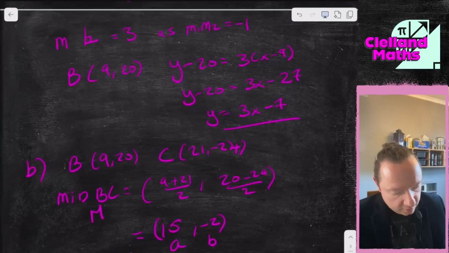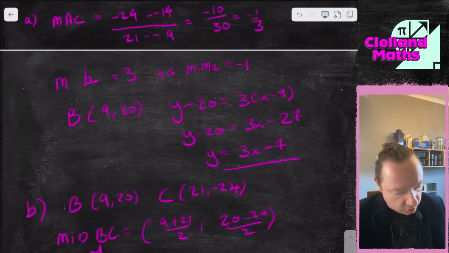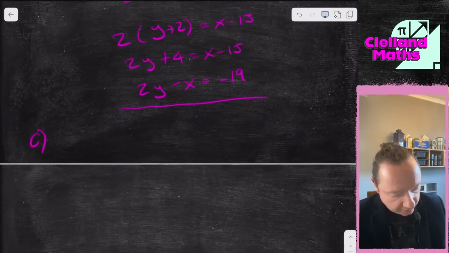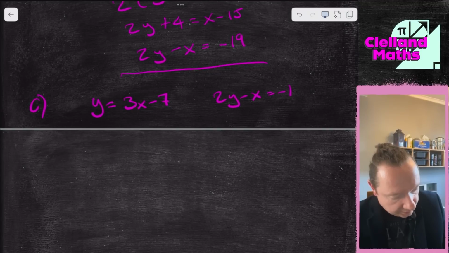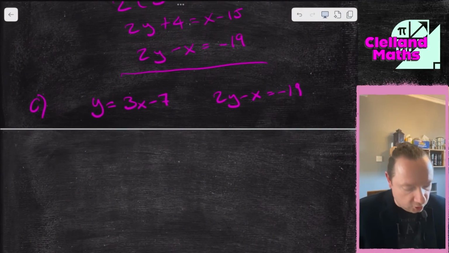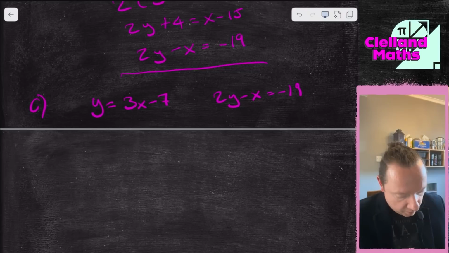So question C, find the point of intersection between the median and the altitude. I've got two equations, y equals 3x minus 7, and I've got 2y minus x equals minus 19. Lots of ways to solve this. You could sub the y in for x here. You can make y the subject here and then make them both equal, or you can do it like National 5 Maths. I'm going to do it like National 5 Maths because I've got a feeling a lot of us would.